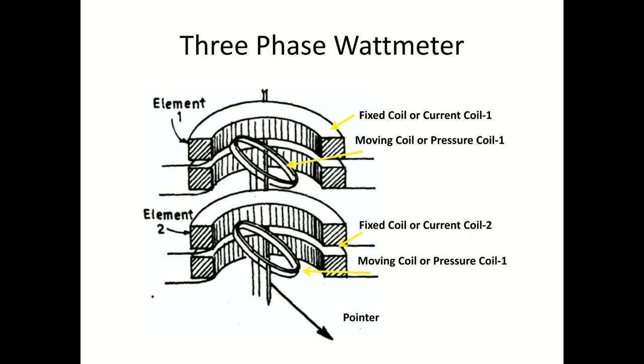The schematic view of three-phase wattmeter is shown over here. With respect to this diagram, we have two elements, element 1 and element 2. Now what is an element? An element is nothing but a wattmeter in this case, and as we know, a wattmeter consists of two coils. First one is called the fixed coil and second one is called the moving coil.